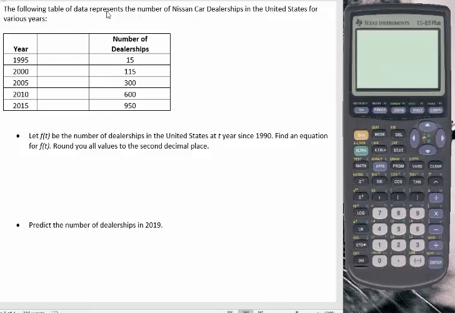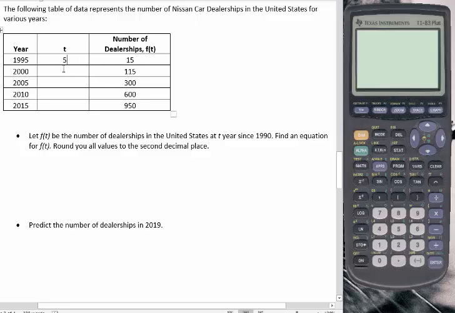The following table of data represents the number of Nissan car dealerships in the United States for various years. So I've got the year here, starting in 1995, there were only 15 Nissan dealerships. Then by 2015, there were 950. So let's let f of t be the number of dealerships. So that tells me that this right here is my f of t at t years since 1990. So t is this new variable here.